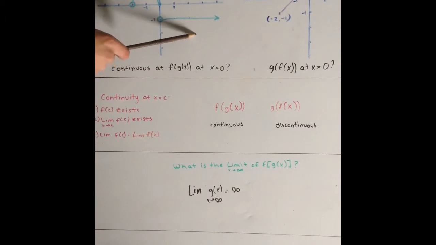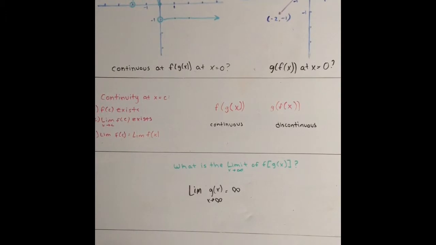This also works with all three rules of continuity: that f of c exists, that the limit as x approaches c exists, and the limit of f of c is equal to the true value of f of x. Therefore, f of g of x is continuous at x equals 0.